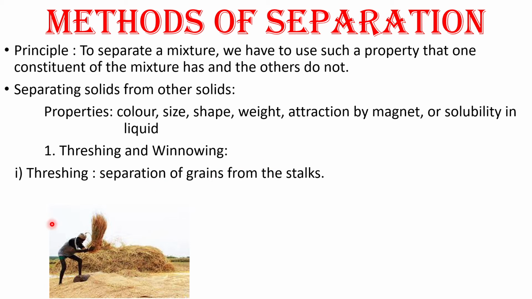Here you can see how the person is beating the stalk. Stalk is stem; these stalks majorly refer to stem. If I want to separate the grains which are attached to the stalk, I can beat the stalks on the ground or on any hard surface, and by this I can separate the grains from the stalk. This process is known as threshing.